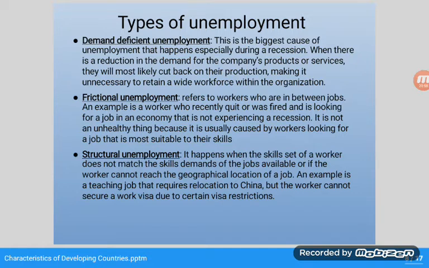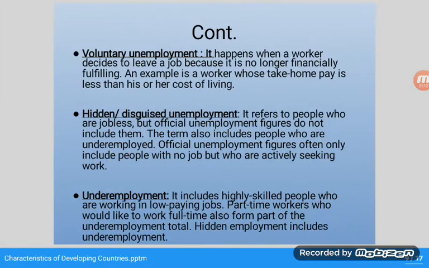Like suppose if I get a job somewhere and I am unable to get a visa to that place, I will still be unemployed, but that unemployment will be called structural unemployment.